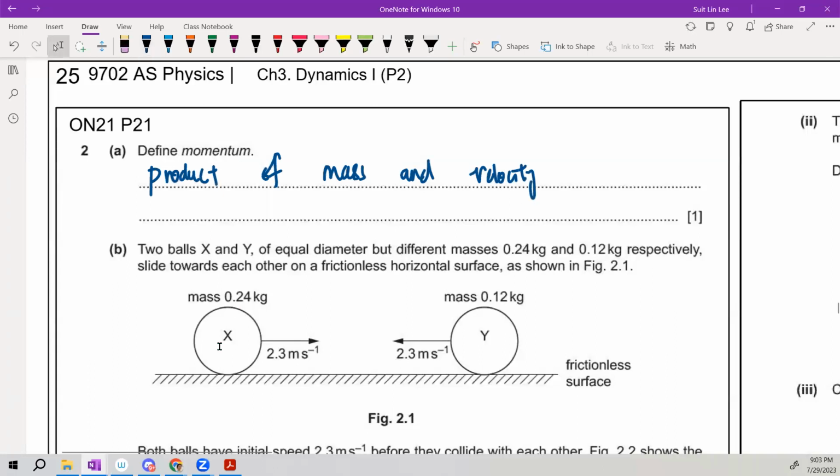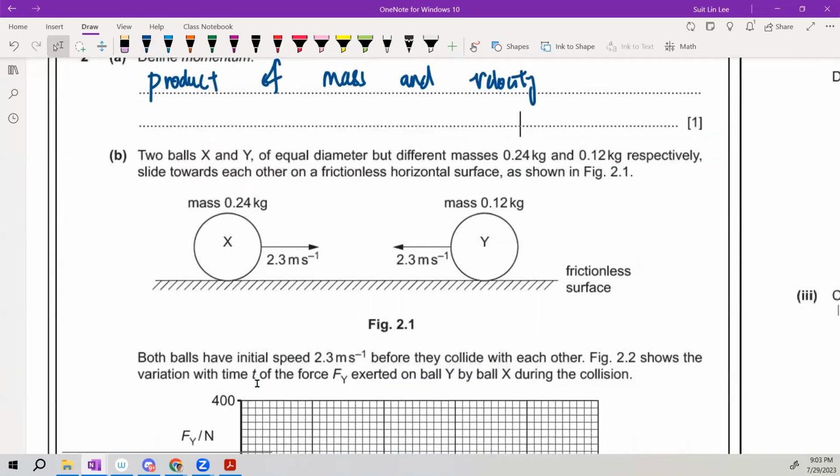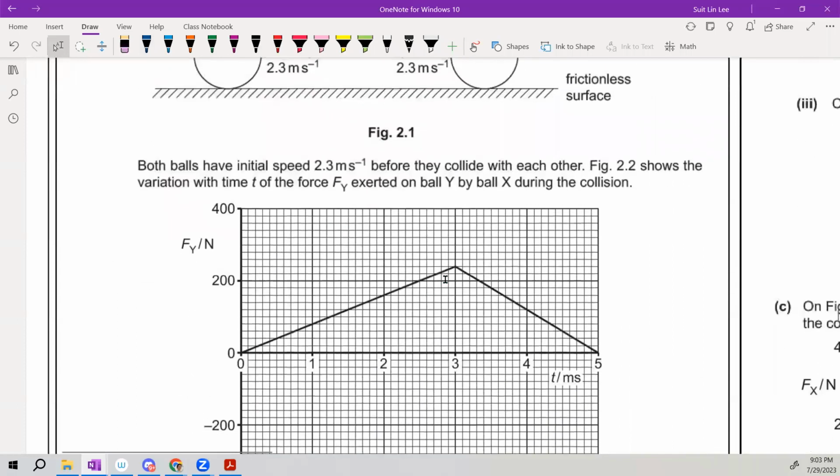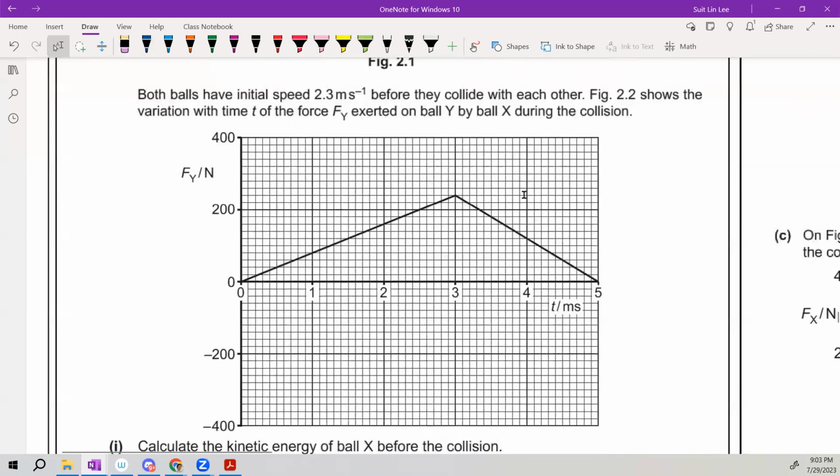And you have two balls, X and Y, same size, different masses. They're about to collide with each other with the same speed. And this is the force against time graph of the force exerted on ball Y by ball X. So maybe I'll draw Y. Y is this one. So I'm ball Y, and when X collides with me, I will experience this force. The force will press down on Y.